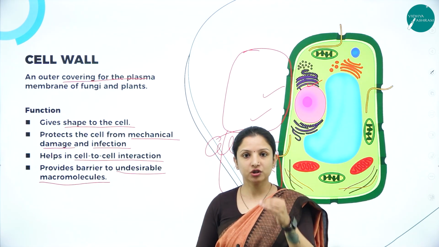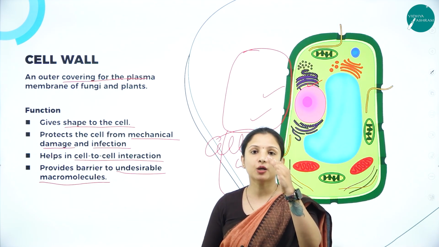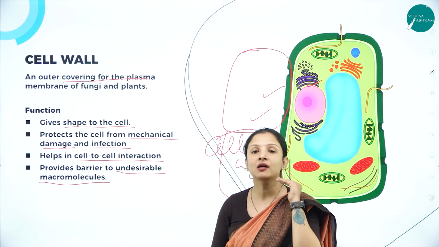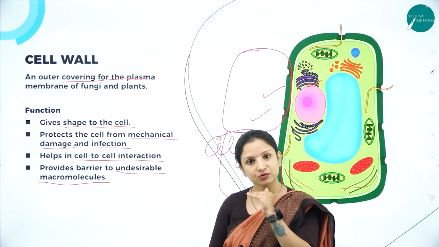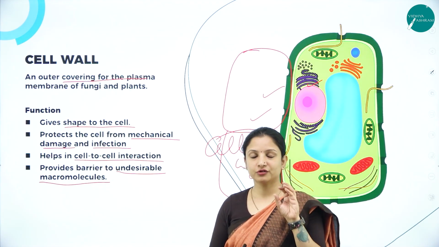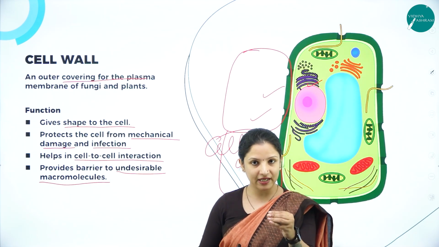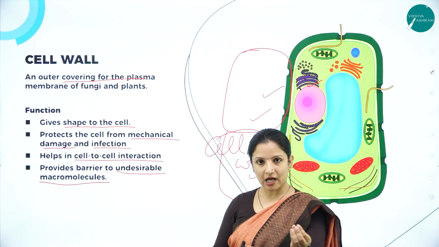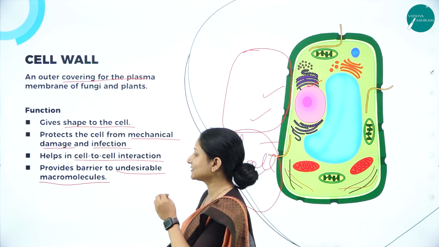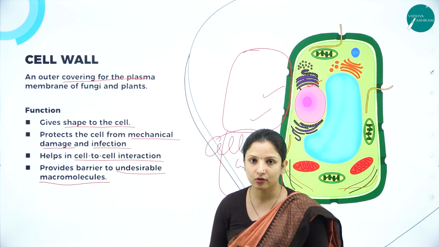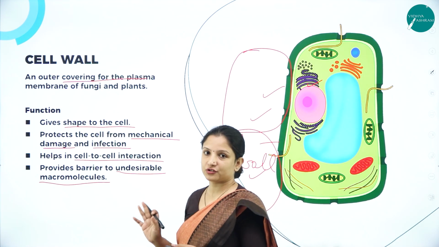And apart from that, the cell wall provides a barrier for undesirable macromolecules. So those molecules which are larger in size are prevented from entering into the cell or passing through the plasma membrane by these cell walls. So the cell wall not just protects the cell from infectious agents or from mechanical damage, apart from that, it also protects the cell from the unwanted macromolecules. So these are the functions of the cell wall.